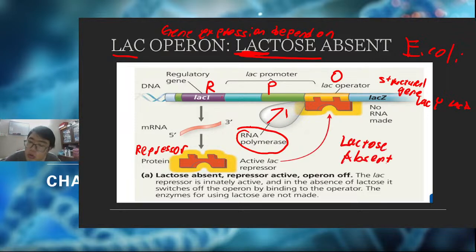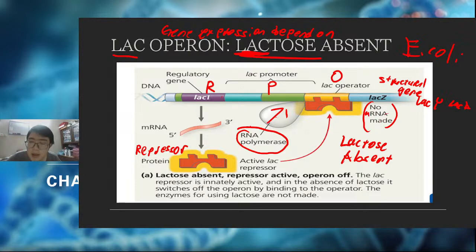Kalau lactose itu tak ada dalam sel, repressor protein will directly bind to the operator. So this will cause the RNA polymerase cannot bind toward the promoter, and then the transcription will not produce. Karena RNA polymerase sudah tak boleh bind dekat promoter, so equally there will be no transcription process occurring in the structural gene. So our LAC-Z, LAC-Y, LAC-A gene, semua gene ni cannot be transcribed to form mRNA lah. So that is why he say that no mRNA will be produced.